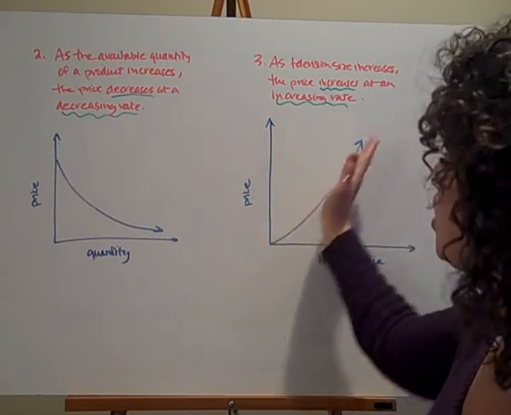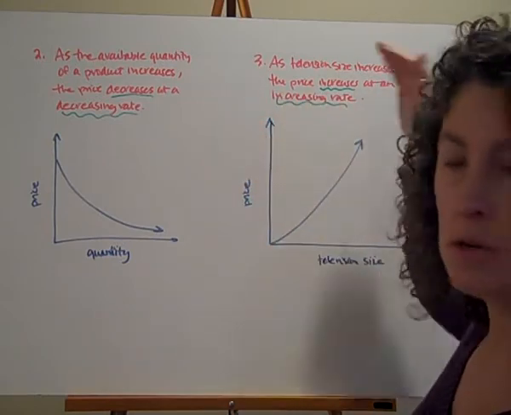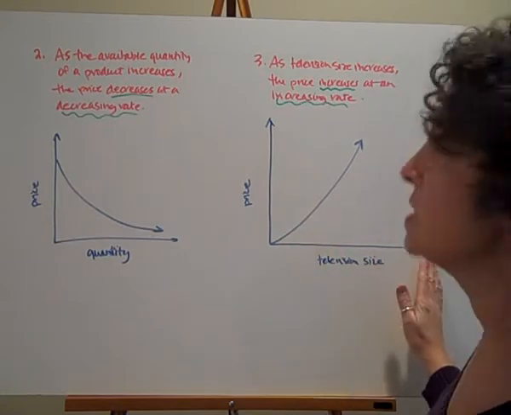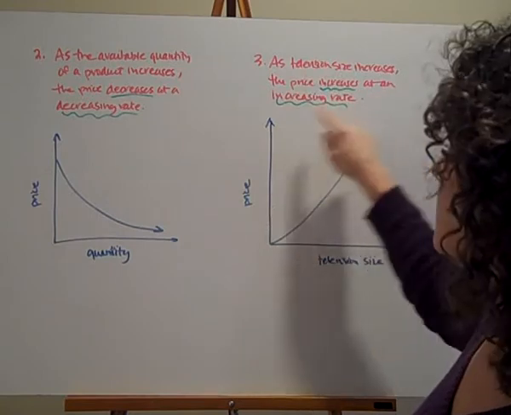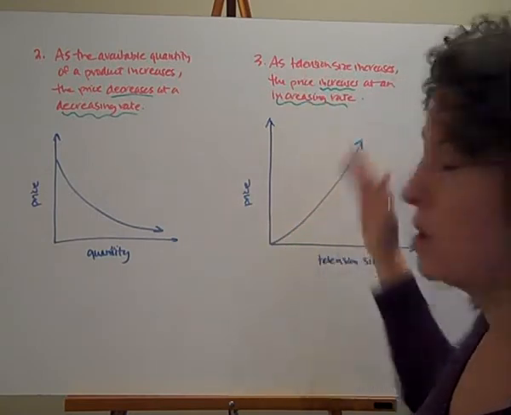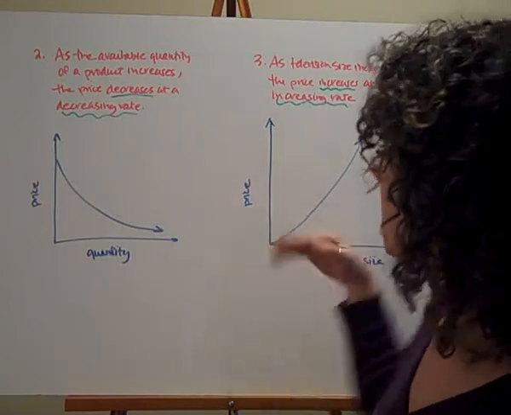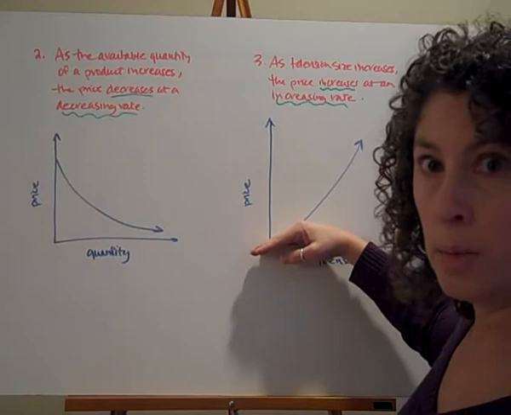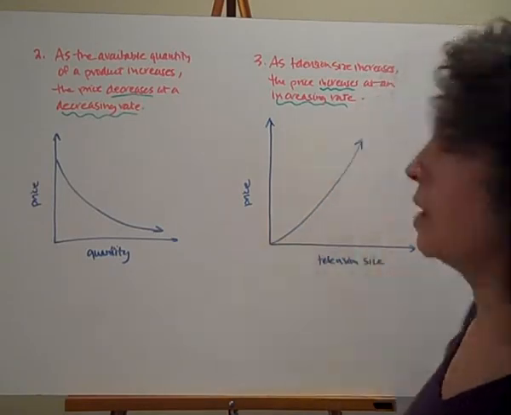So again, I've got that curved line, and I want to break down the pieces. The television size increases. Okay, that's traveling along my x-axis. The price is increasing. I'm starting low and going high. And at an increasing rate, I want to get steeper and steeper as this line goes along. So again, if I think of putting a ruler on this line as I go along, it starts out with a relatively minor slope, and then it gets steeper and steeper as it goes.